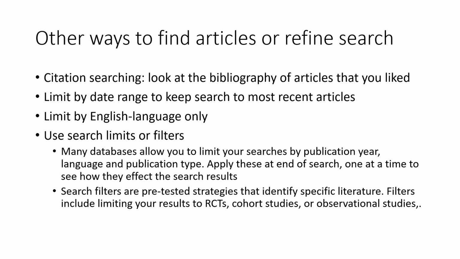And then use search limits or filters. A lot of databases will allow you to limit your searches by publication year, language, and publication type. You can apply these at the end of the search, one at a time, to see how they affect the search results. You can also use search filters that are pre-tested strategies that identify specific literature. So filters include limiting your results, like, I only want to look at randomized control trials, or I want to look at cohort studies or observational studies. So you can filter, if that's available in the database, based on what kind of study it was, if you want a more rigorous study to look at.